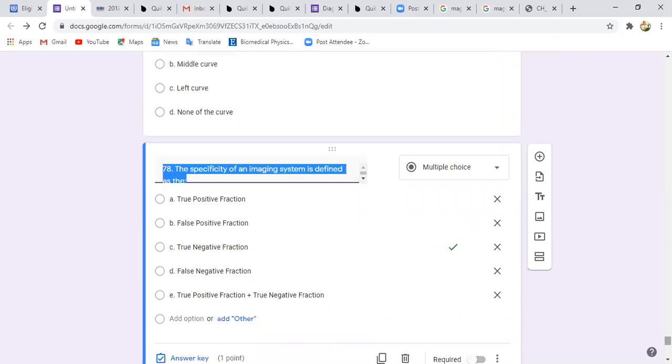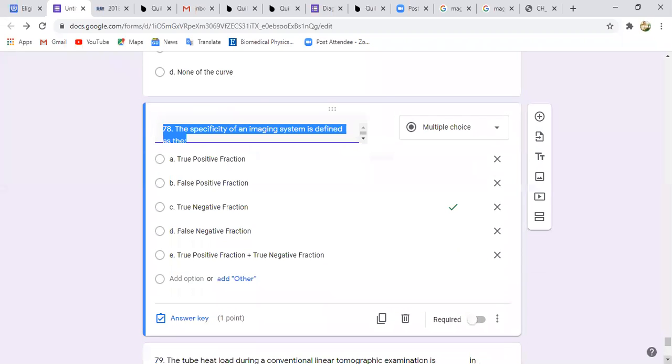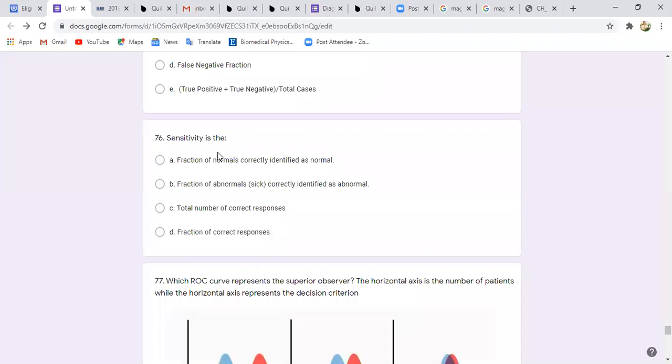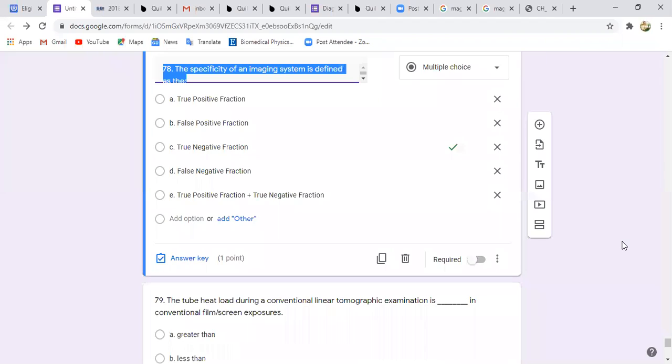Sorry, true negative fraction. Negative is of course something being a normal, the normal case. This is the same thing as what we have here: the fraction of normals correctly identified as normal. This is specificity, which is the true negative fraction. I think we are done.